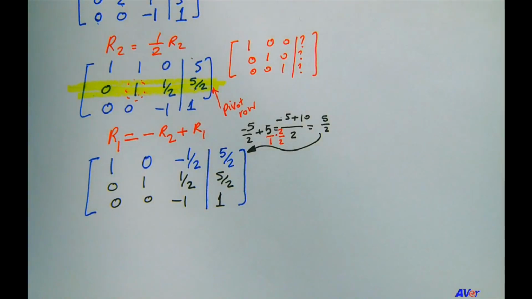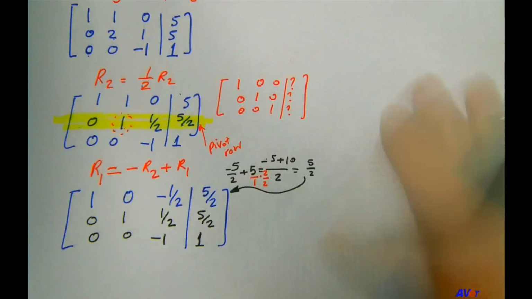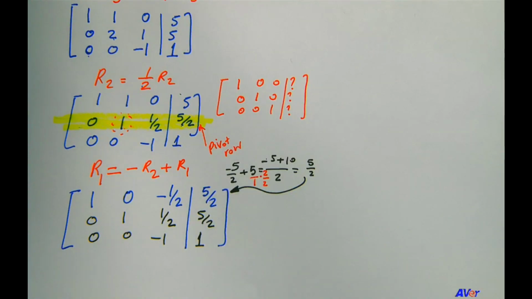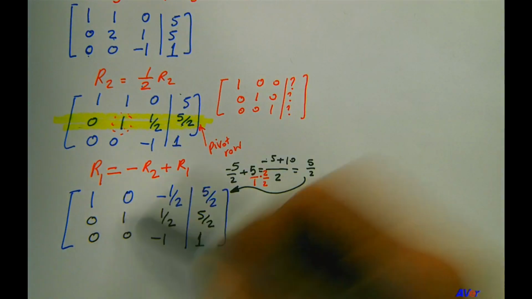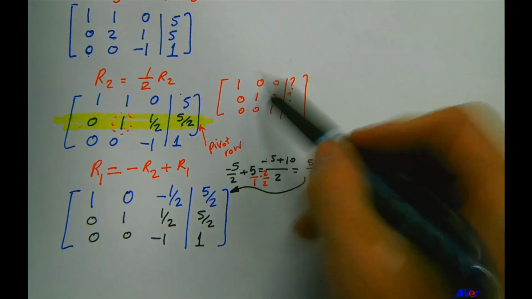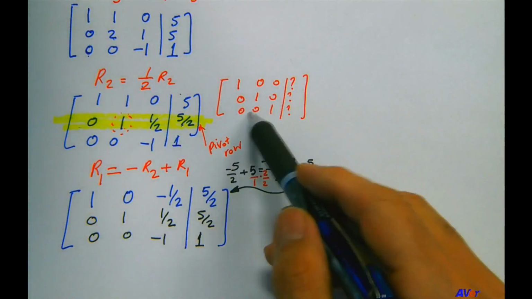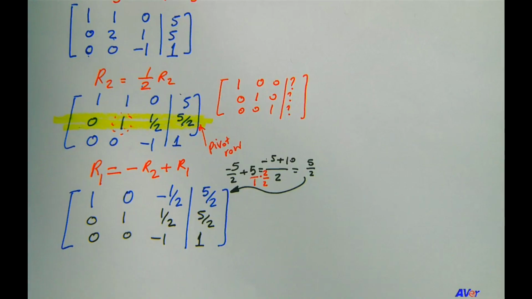Okay, now compare this side with that side, with the reduced row echelon form. Are we done with the second column? We are, right? We needed a diagonal 1, we have it. We needed a 0 on top, we have it. We needed a 0 on the bottom, we have it. So we're done with the second column. We sweep to the third column.